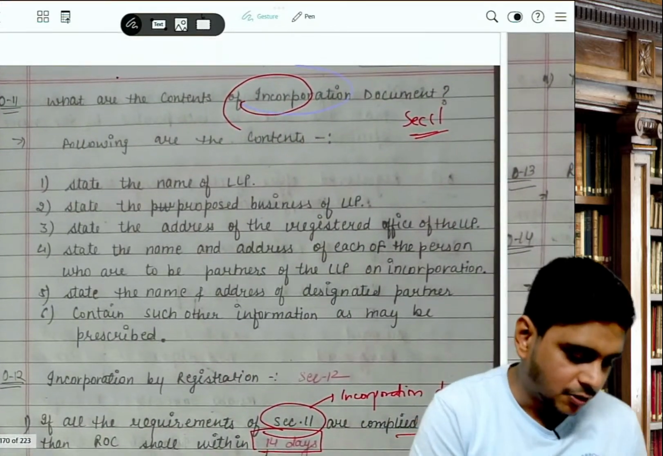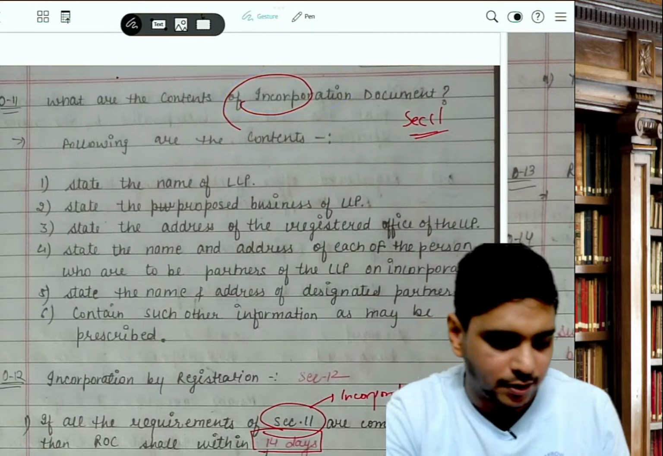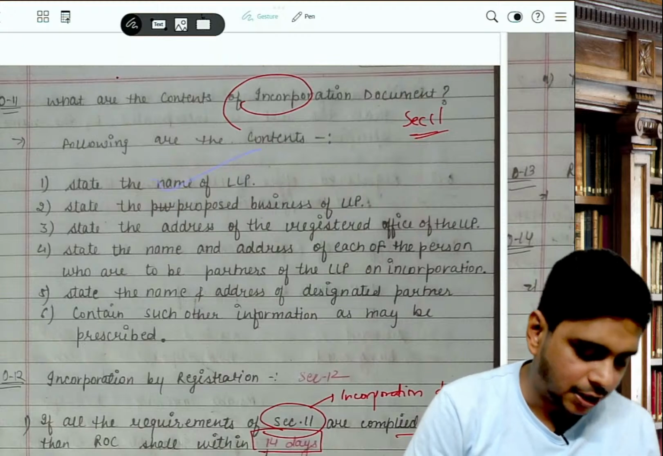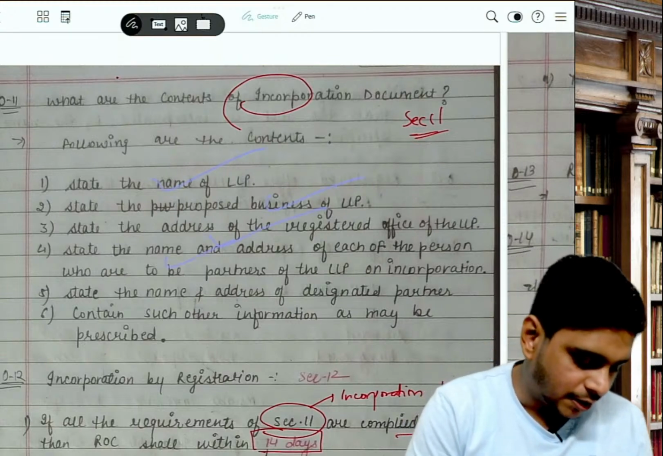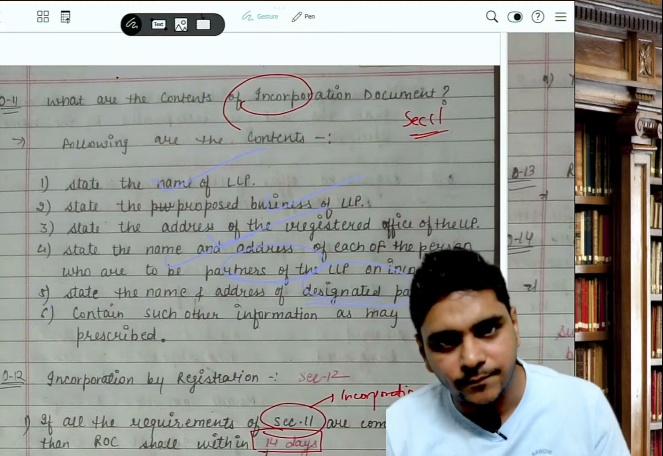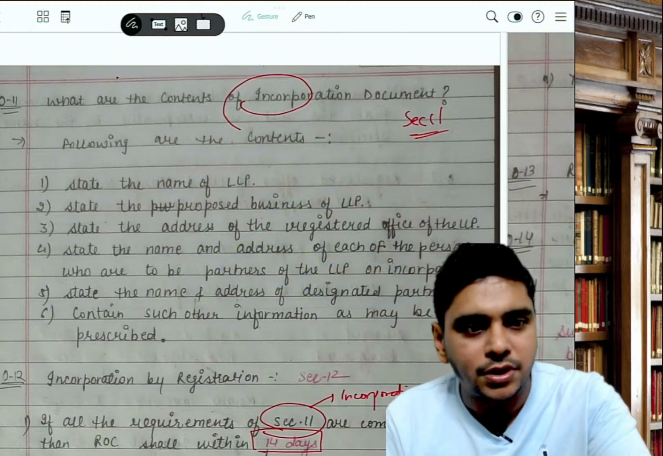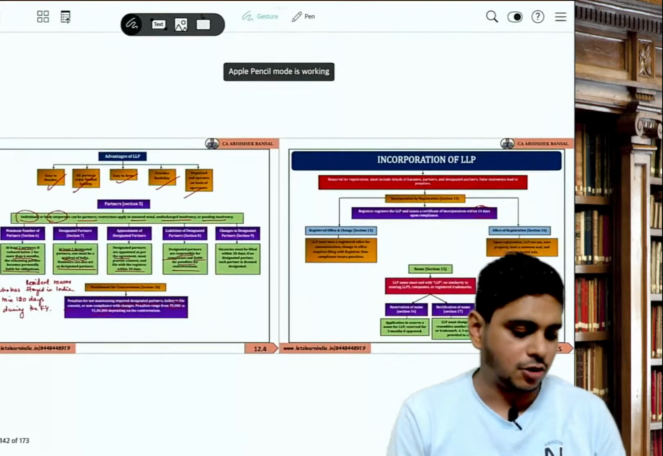Section number 11, incorporation document. Like we have the contents of MAUA, it is basically the incorporation document. So what will you write? Name of the LLP, the business of the LLP, the address of the LLP, the name and address of each of the persons to be named as partners of the LLP, name and address of the DP, and my favorite, such other information. So this can be a direct theory question: What are the contents of the incorporation document?